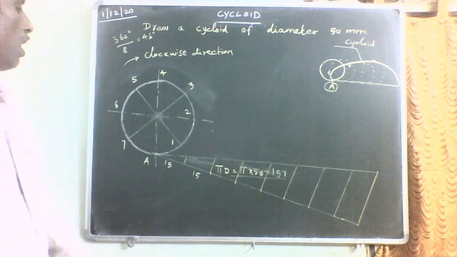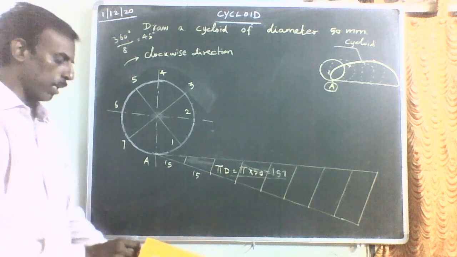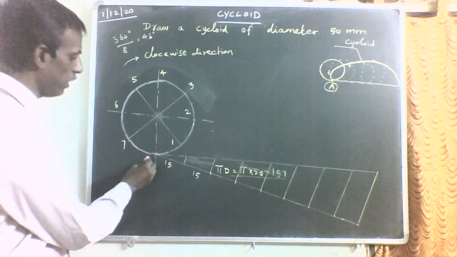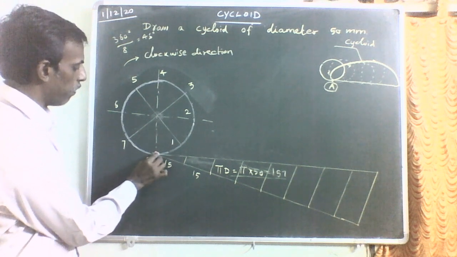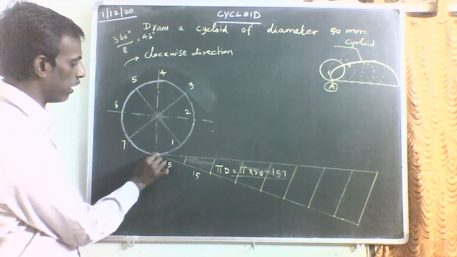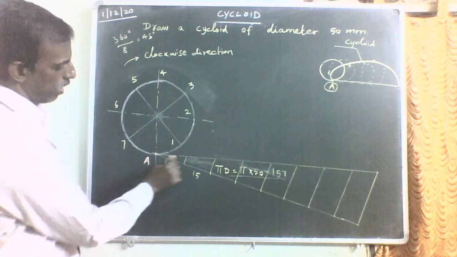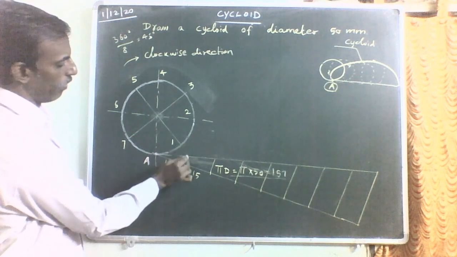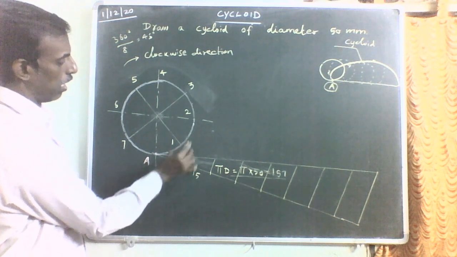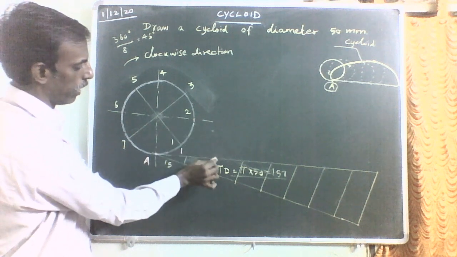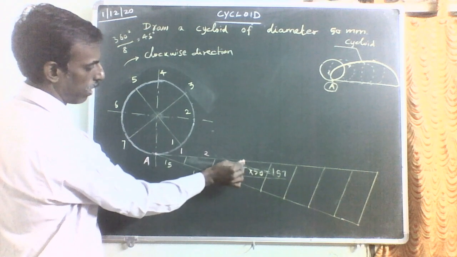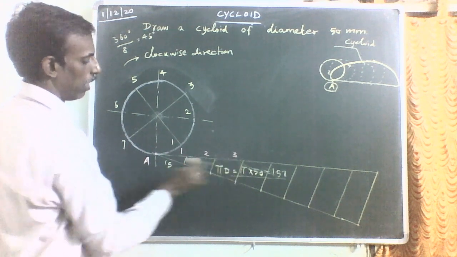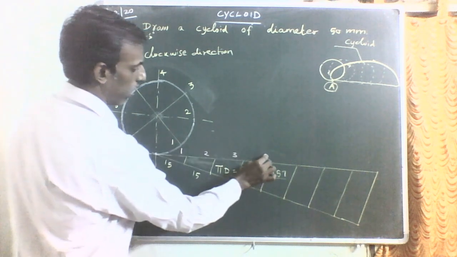Now for this you can give the notation. The starting point, that is the point A, is available here. This is a starting point. So this one will make contact here. After the rotation, this 2 will make contact here. Then this 3 will make contact here. So you have to give the notation in this order.